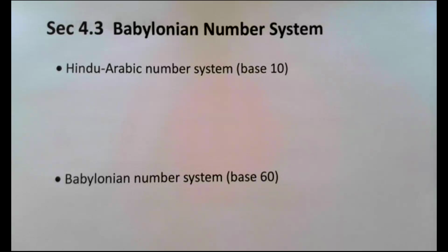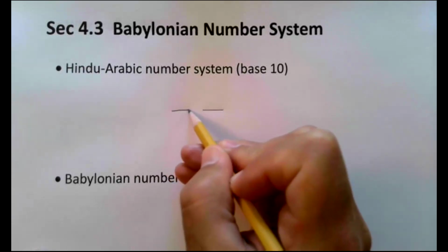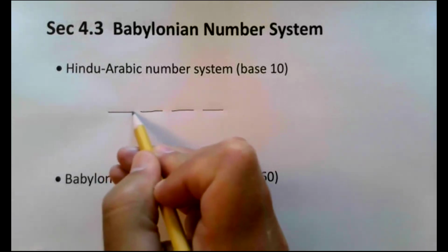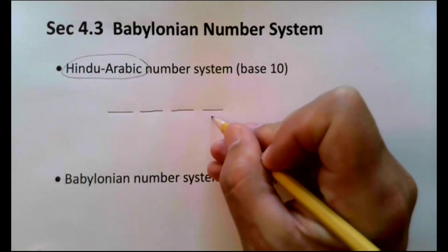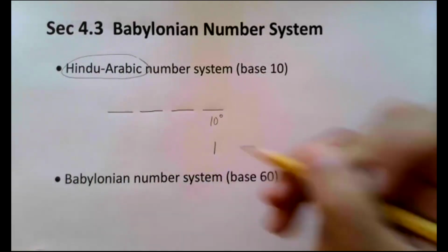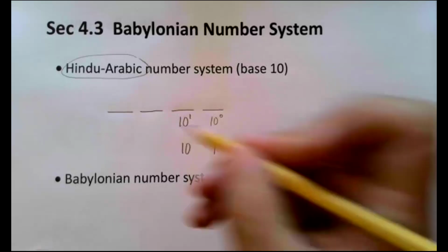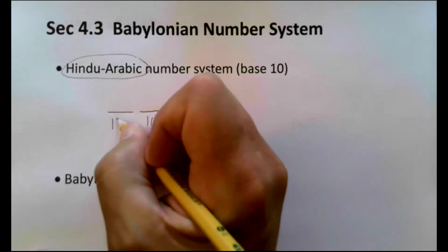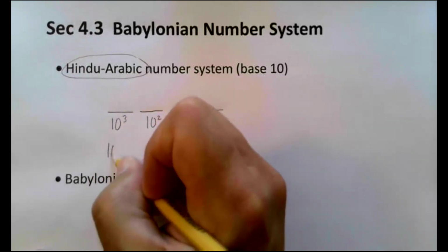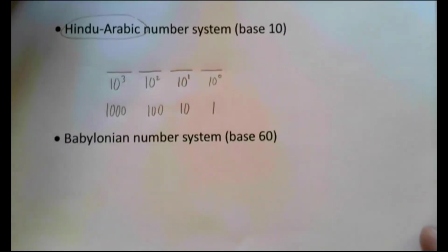So I hope you understand a little bit more about what I mean when I say base 10, base 60. For us in the Hindu Arabic number system, the one that we use, this is considered the ones place, but 1 is 10 to the power of 0. This is considered the tens place, 10 to the first power. This is considered the hundreds place, 10 to the second power. This is considered the thousands place, 10 times 10 times 10. The Babylonians didn't use 10. They used 60.